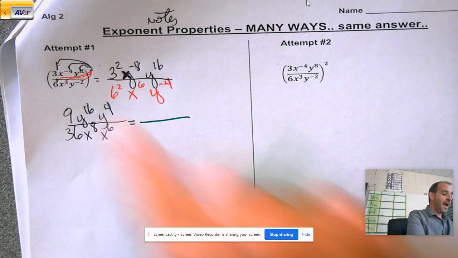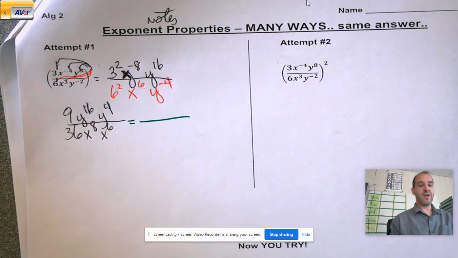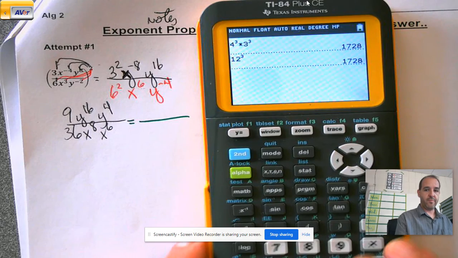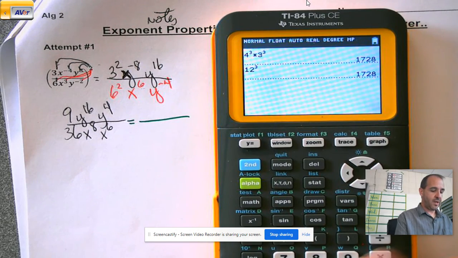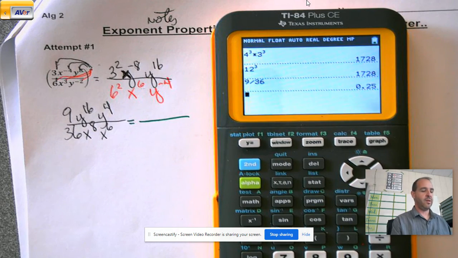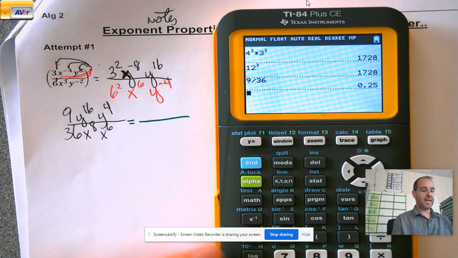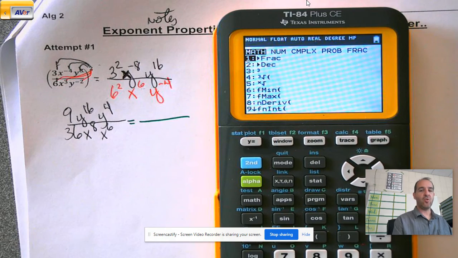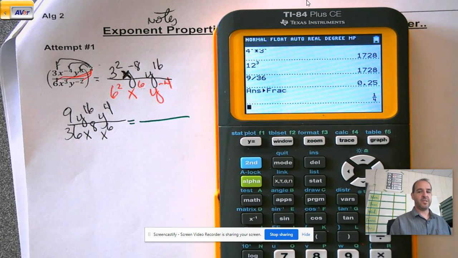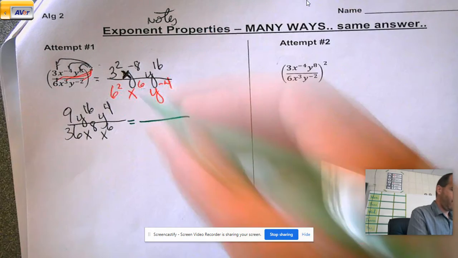One, 9 over 36 reduces. Now if you're not sure about that, here's a calculator option for you. You always can do 9 divided by 36. Now you're going to get a decimal. We're not doing decimals with this. But what you can do is you can hit the math button. And if you hit enter twice with that, it's going to take it and put it into its simplest fraction form, which is 1/4.